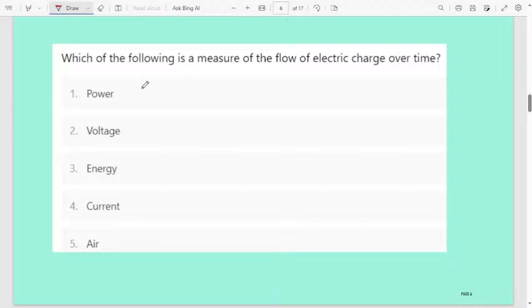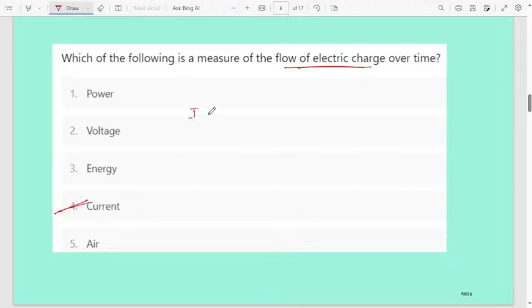Which of the following is a measure of the flow of electric charge over time? First option, power. Second option, voltage. Third option, energy. Fourth option, current. Fifth option is air. The correct answer for this question: the flow of electric charge we will consider as current.